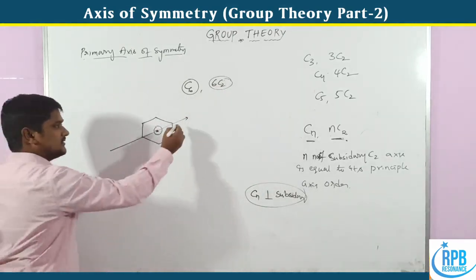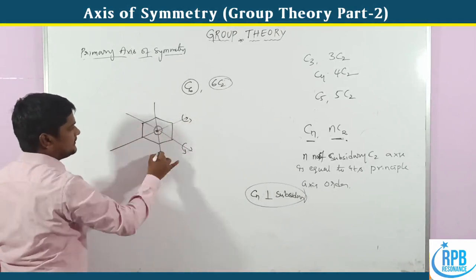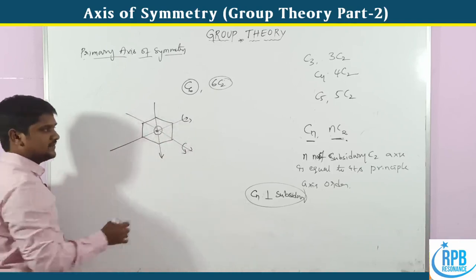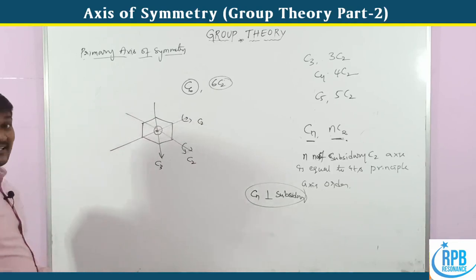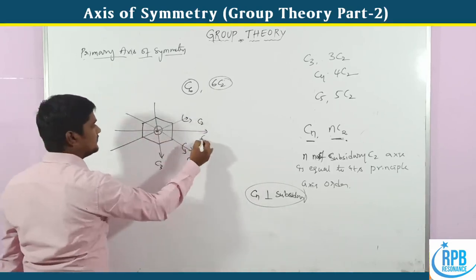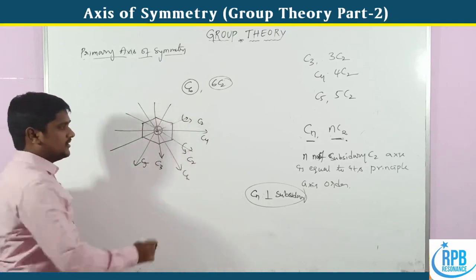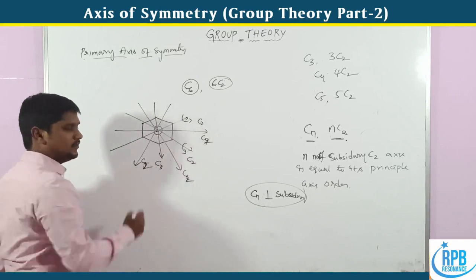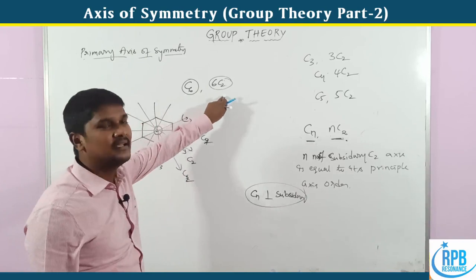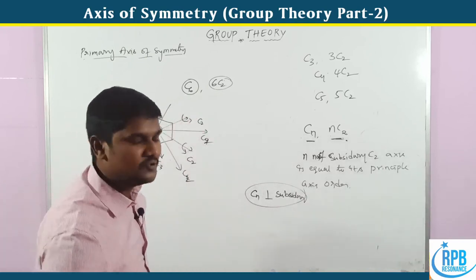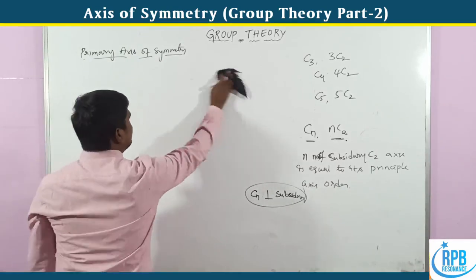Here it is 1 C2 axis of symmetry, 2 C2 axes of symmetry, and finally the third C2 axis. The remaining ones are in between the atoms. So this is C4, C5, C6. So here, six kinds of C2 subsymmetries are present in the molecule. C6 is the principal axis of symmetry, and C2 is the subsidiary axis of symmetry. So this is a similar kind of axis of rotation.